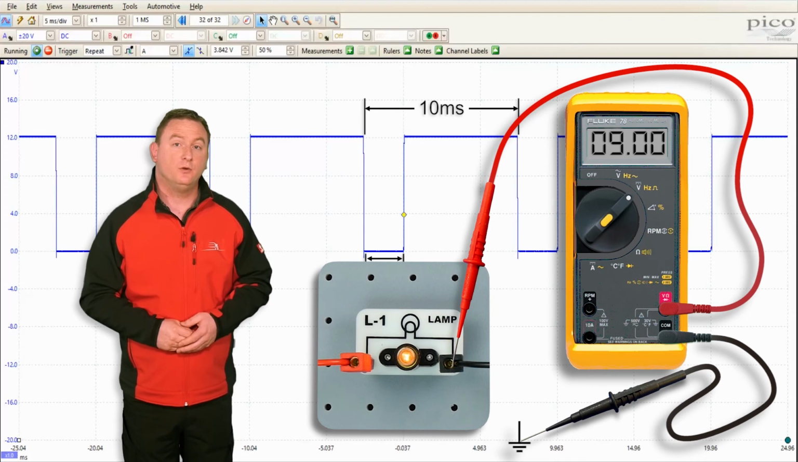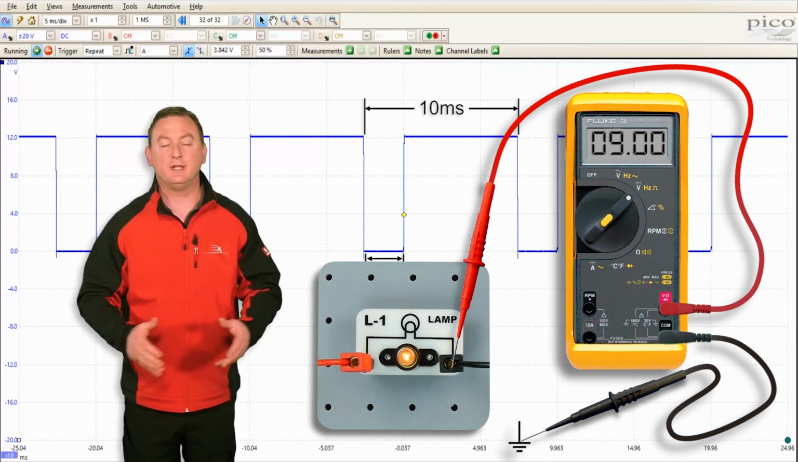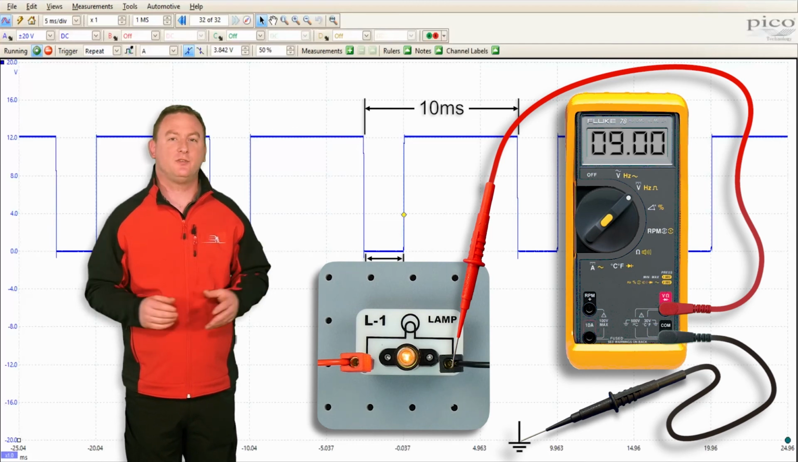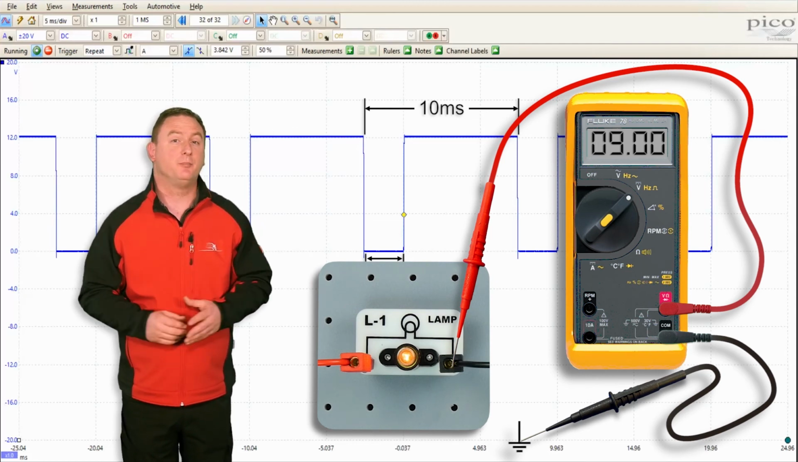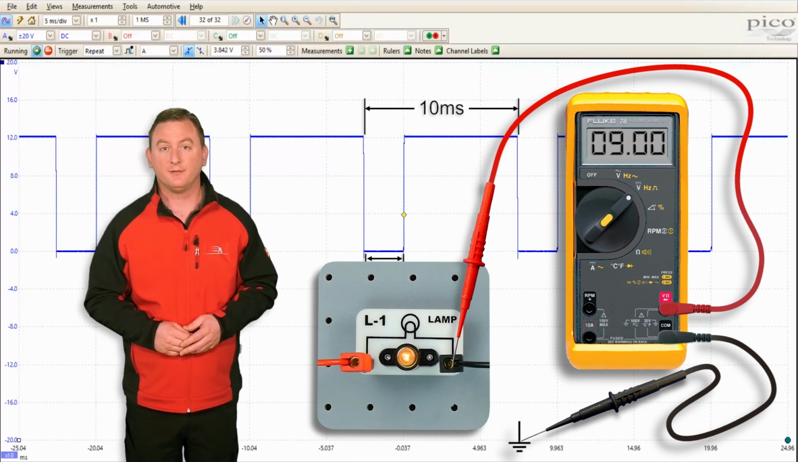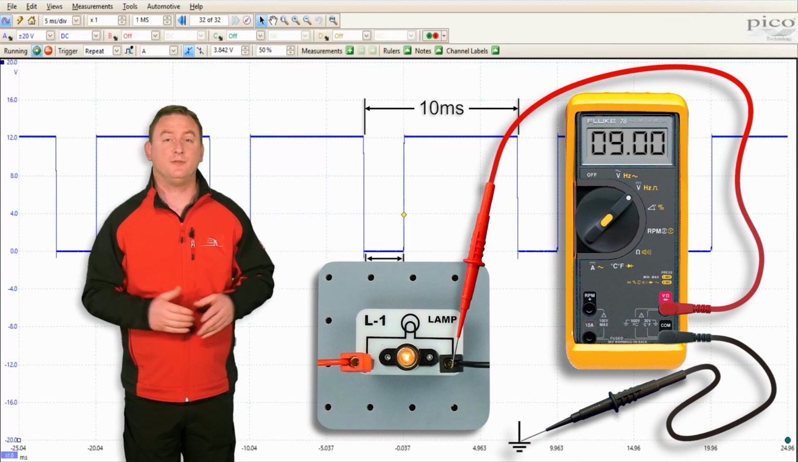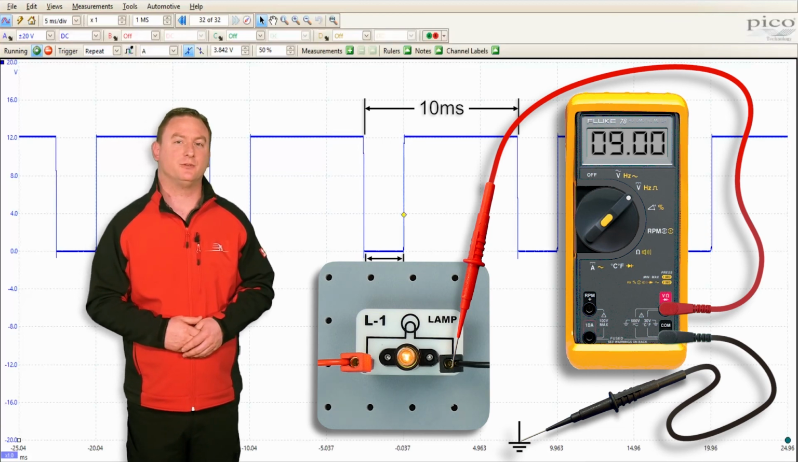So you now know what PWM is, how to measure it, and also how to read it. As you can see, PWM is a very important thing to understand as so many things are controlled by it. That completes this module. I hope you found it both informative and useful.